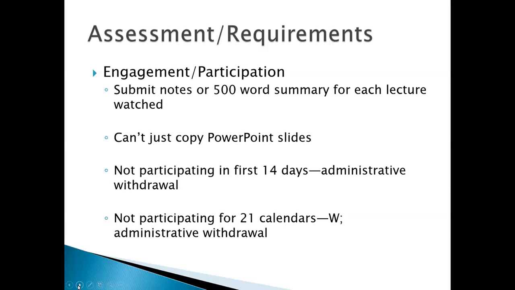I'm not looking for you to just copy the PowerPoint slides. You need to include more information so it's clear that you've watched the video, that you've gotten the material, and you're not just skipping through it. A couple of things with that. As I mentioned, it's demonstrating your participation for the course.